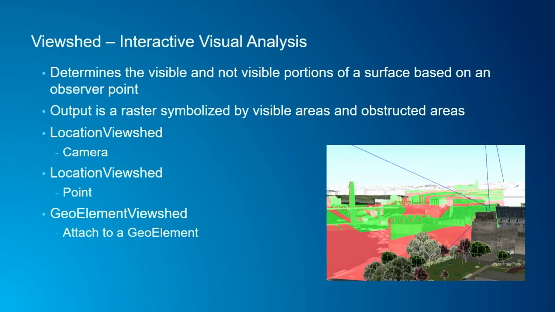The other interactive visual analysis that I want to talk about quickly is Viewshed, that determines the visible and not visible portions of a surface based on an observer point. And again, extremely fast performance, GPU-based operation. And there's a number of different types based on whether you want to provide a map point as a location or a geo element. And the geo element is just a feature or a graphic.